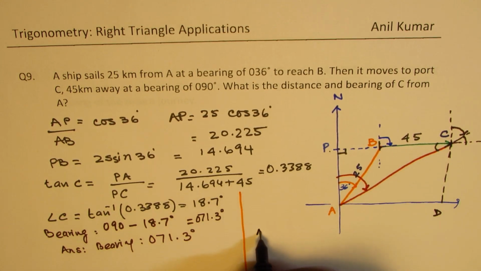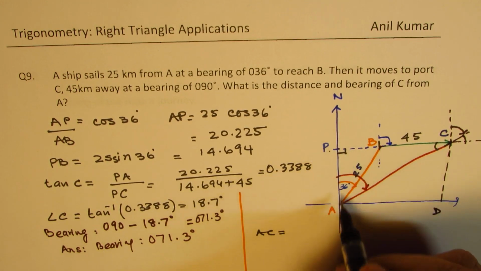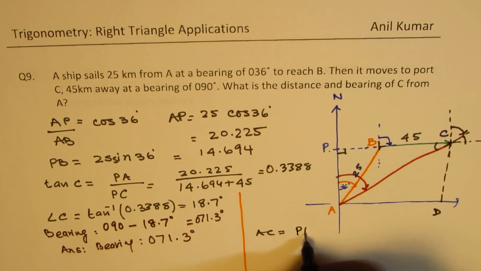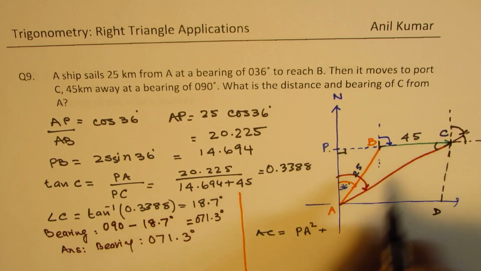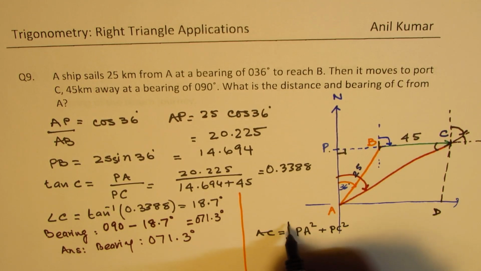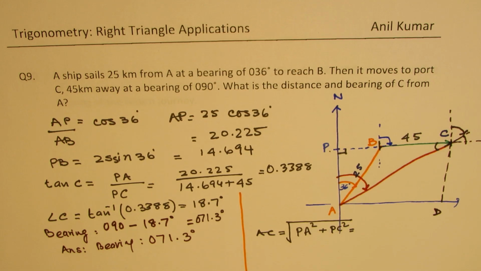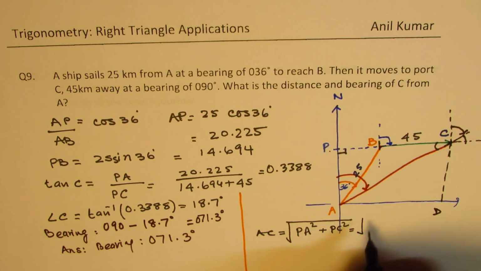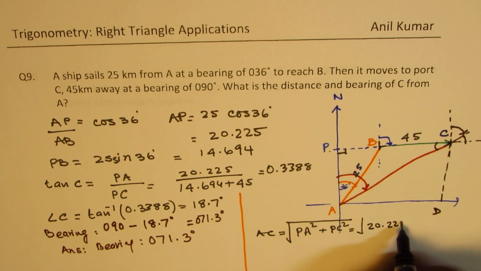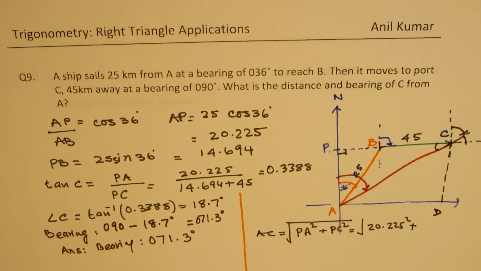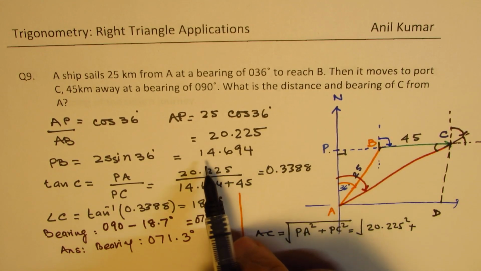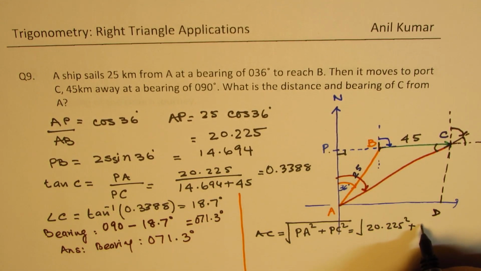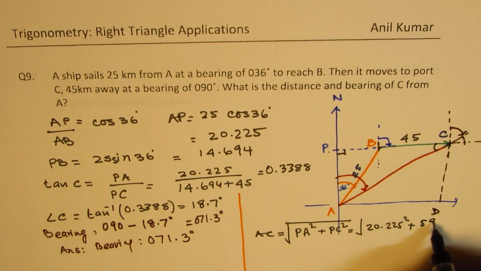AC, we can say AC directly, is the square root of PA square plus PC square, using the Pythagorean theorem. So, the square root of 20.225 square plus PC, to which we have to add 45. Adding 45, we get 59.694.